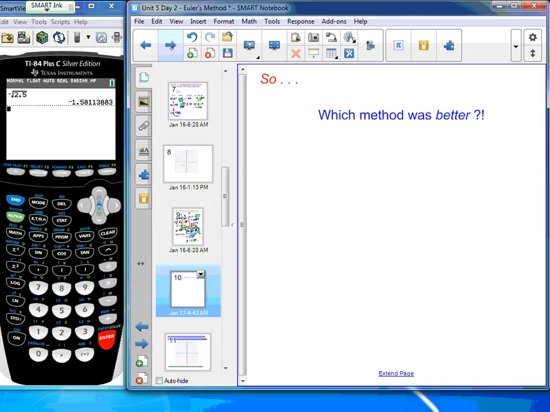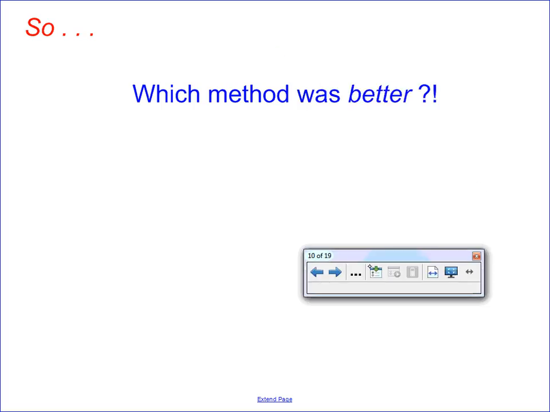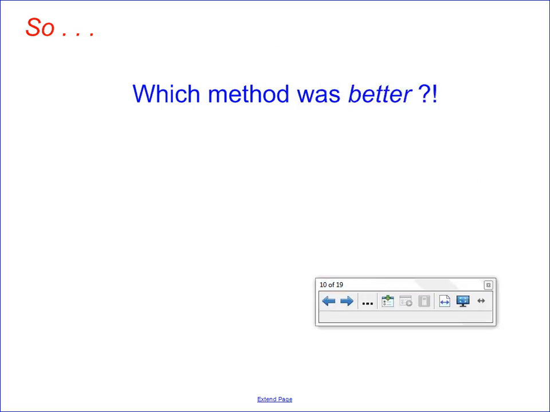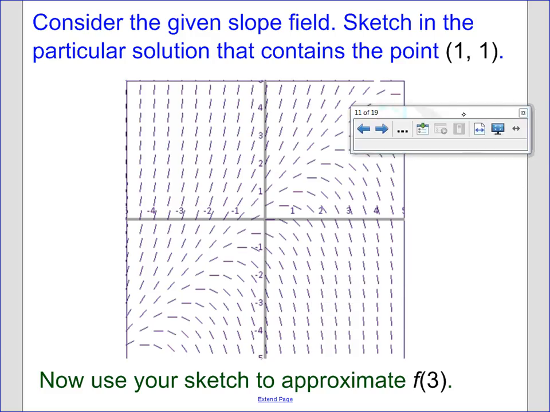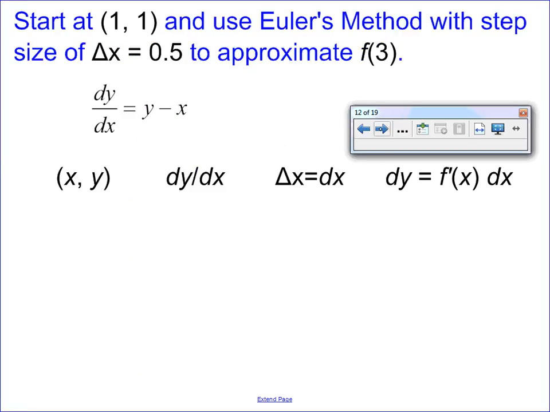Well, that seems pretty cruddy. Which method was better, right? Was it the drawing, was it Euler's method, or was it the particular solution? Well, that's a no brainer. The particular solution gave me the exact value. However, sometimes we don't have an algebraic method yet to solve a differential equation in particular.